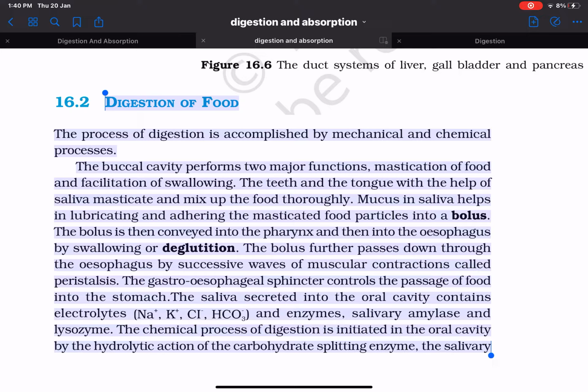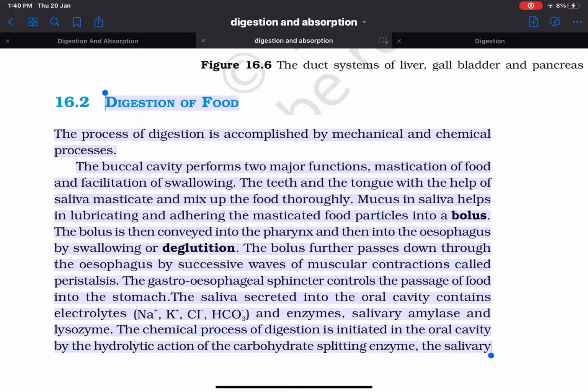The bolus is then conveyed into the pharynx and then into the esophagus by swallowing or deglutition. The bolus further passes down through the esophagus by successive waves of muscular contractions called peristalsis. The gastroesophageal sphincter controls the passage of food into the stomach. The saliva secreted into the oral cavity contains electrolytes and enzymes, salivary amylase and lysozyme.